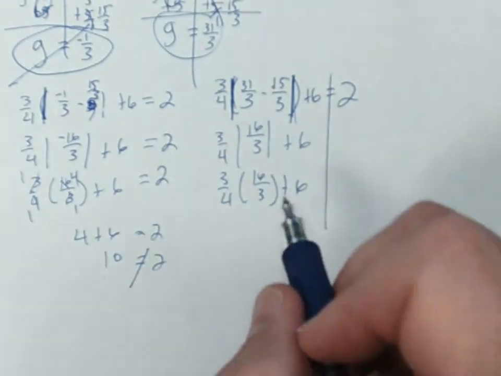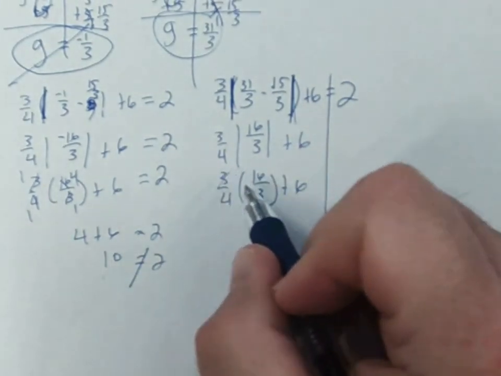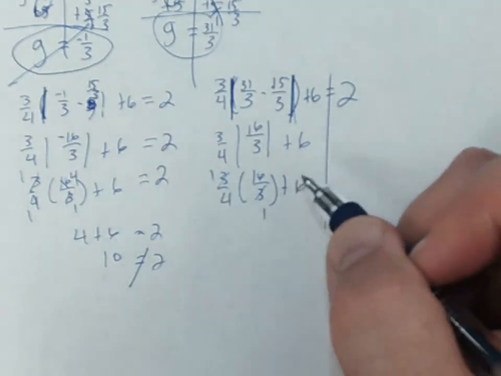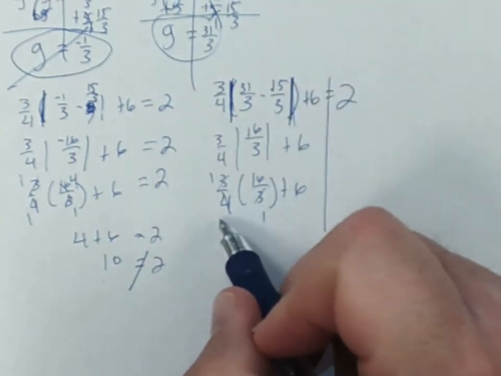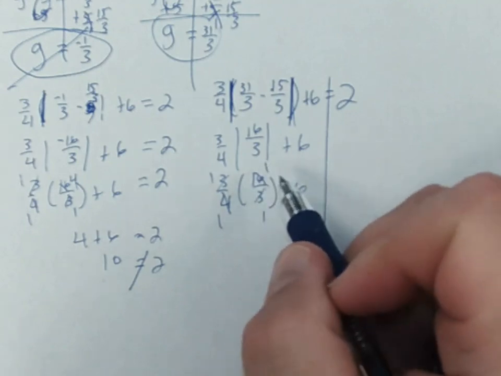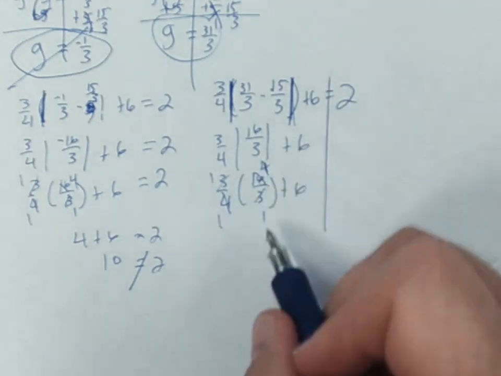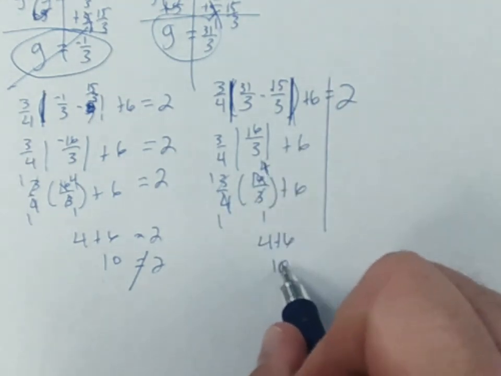And once again, I can do all kinds of cool cross-canceling. 3 and 3 are both divisible by 3, so that simplifies to 1. I can divide 4 by 4, and I get 1. 16 divided by 4 is 4. So I end up getting 4 plus 6 again, which is 10 again.